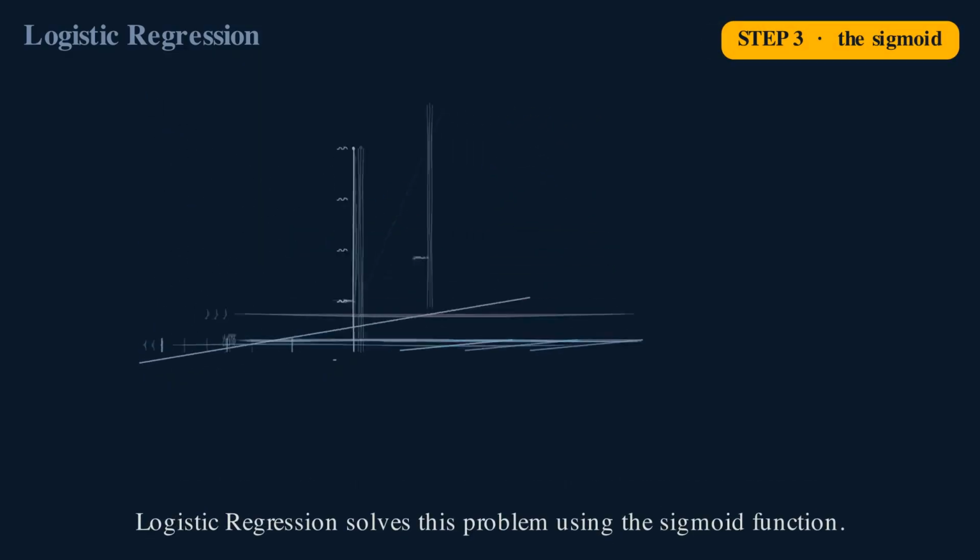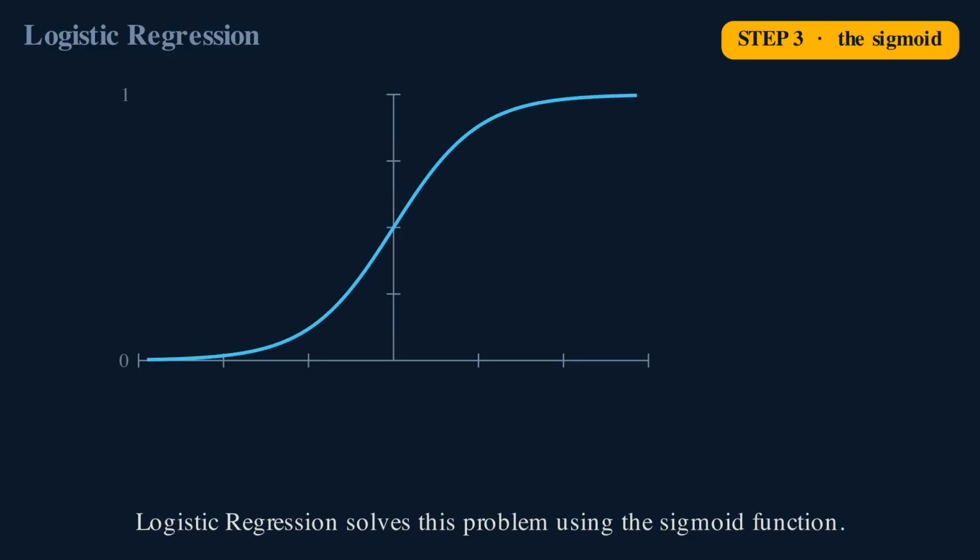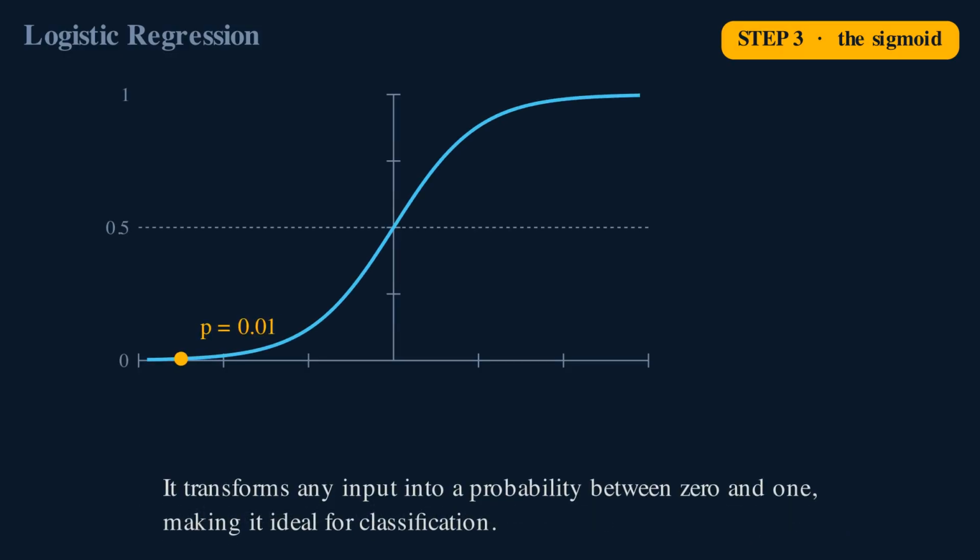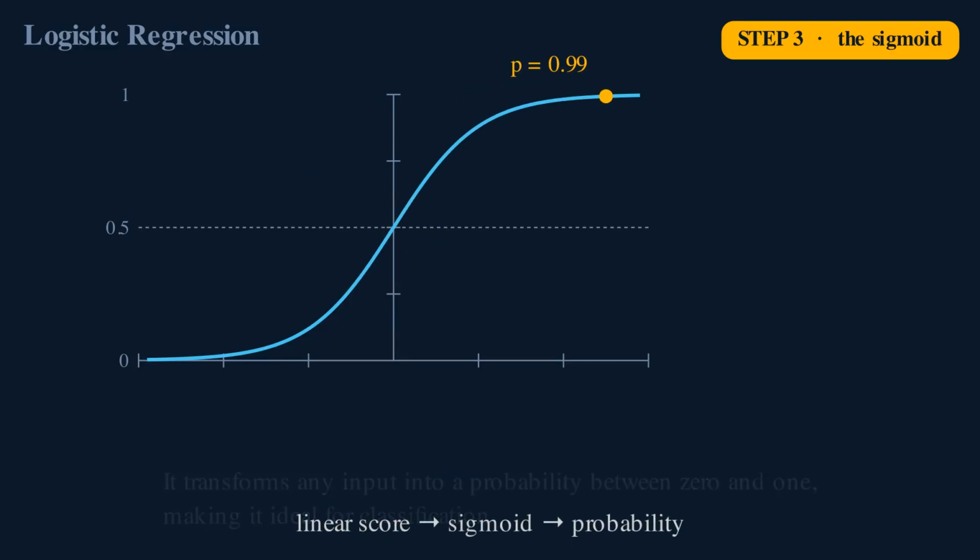Logistic regression solves this problem using the sigmoid function. It transforms any input into a probability between 0 and 1, making it ideal for classification. Despite its name, logistic regression is a classification algorithm. It first computes a linear score, just like episode 2, and then squashes that score through the sigmoid.